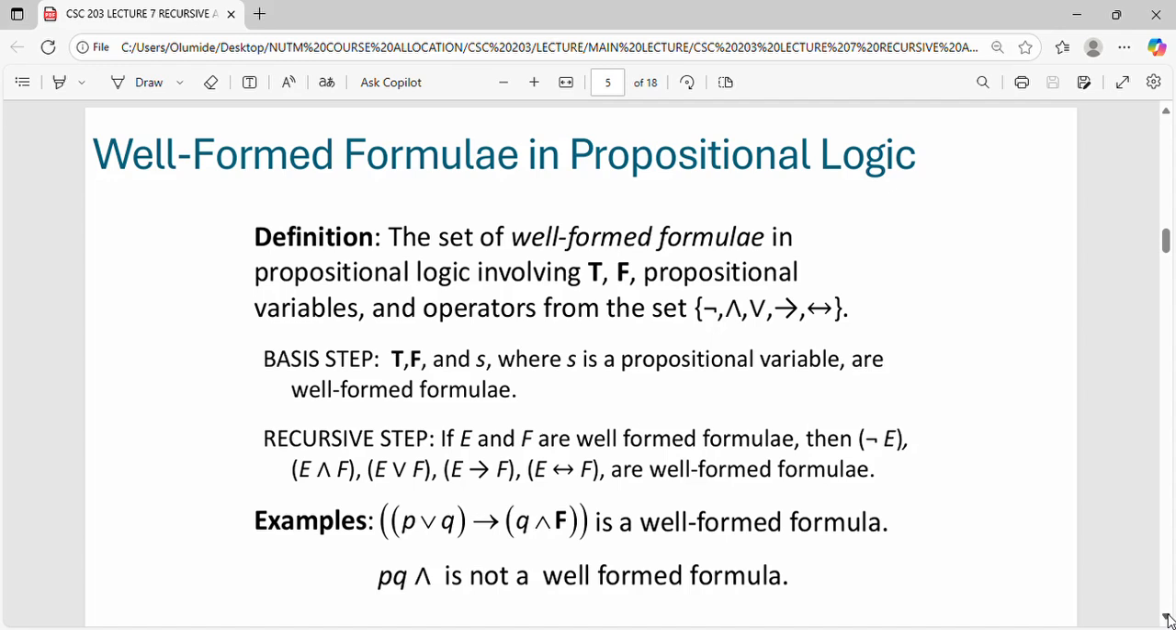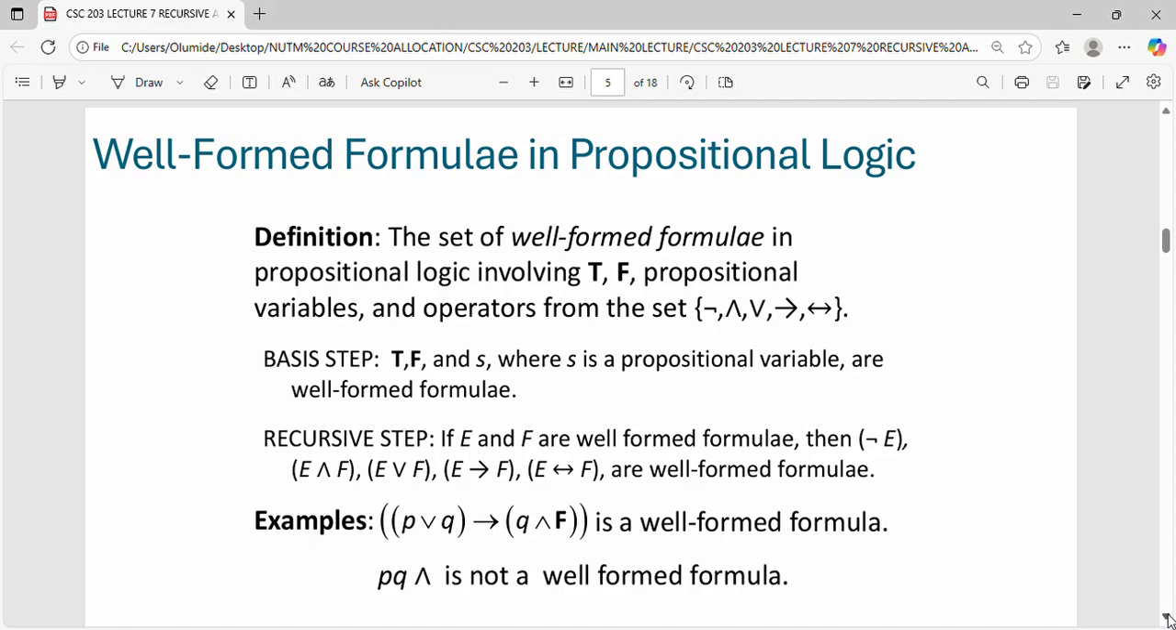We did logic actually. Now, the set of well-formed formulae in propositional logic involves T and F, that is true and false, and propositional variables. An operation from the set: we have our negation, the conjunction, the or, the implication, then the bi-implication. These are the symbols we have from left to right. Now the basic step: T, F, and S, where S is a propositional variable, are well-formed formulae.